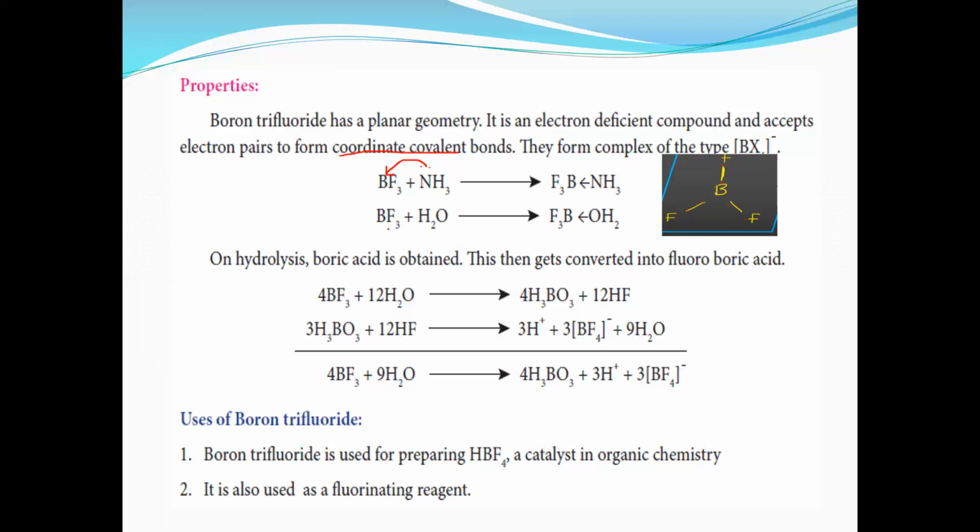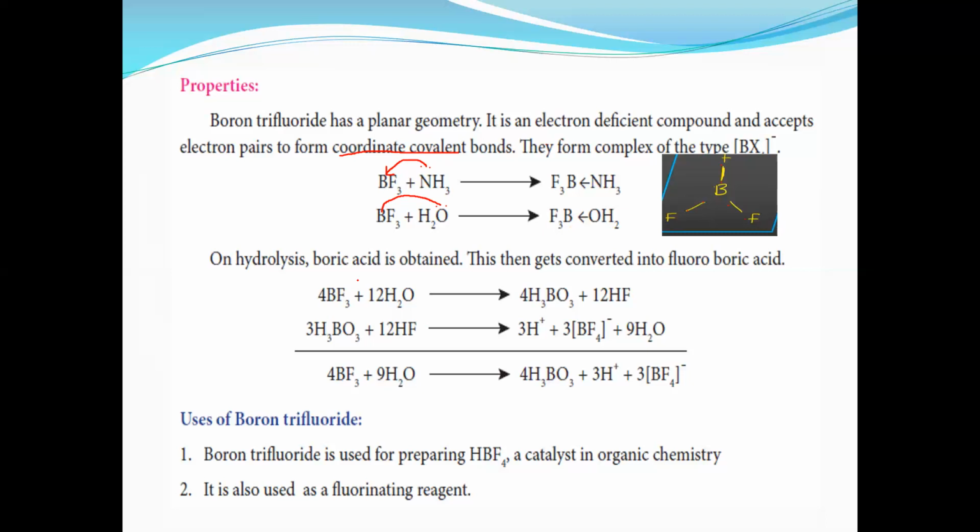So next example, BF3 plus water molecule gives BF3 OH2. Water already has the lone pair of electrons, so the BF3 accepts the electrons from the oxygen. So that oxygen gives electrons to the boron here. So this type of bonding is forming, and the bonding is coordinate covalent bond. So they form the complex of the type BX minus.